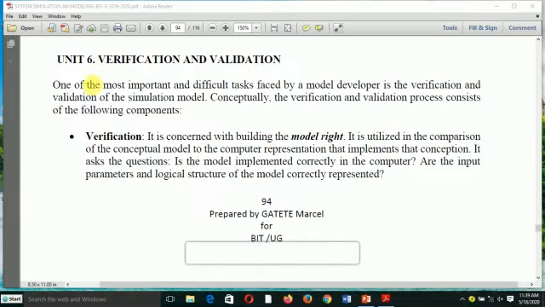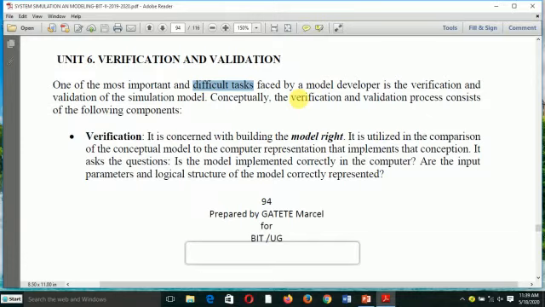So these are among the important and difficult tasks faced by model developers. It means that verification and validation is very difficult, because you have to make sure that you have a correct simulation and models which reflect the real system.